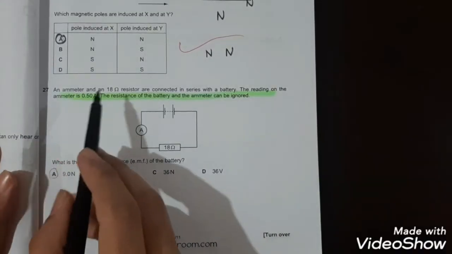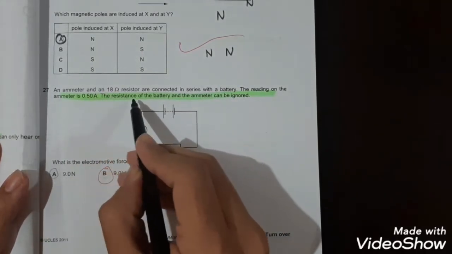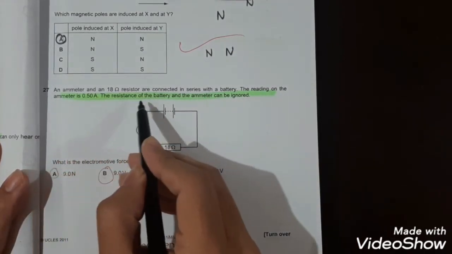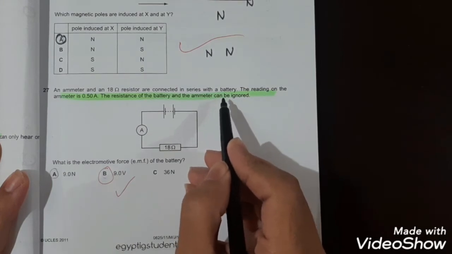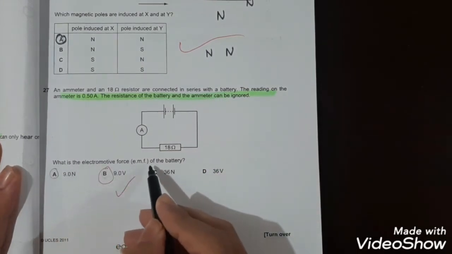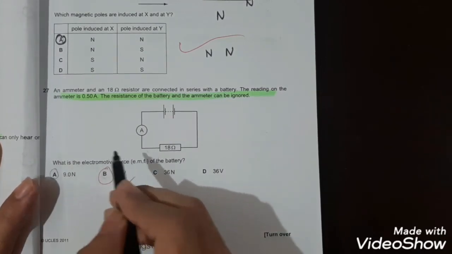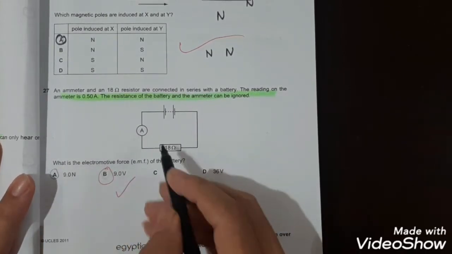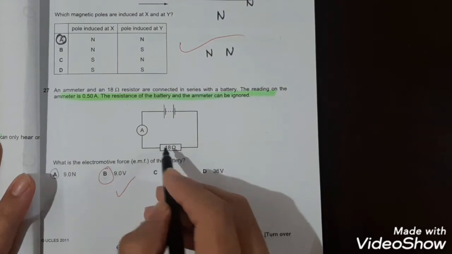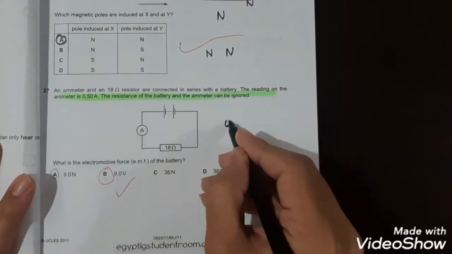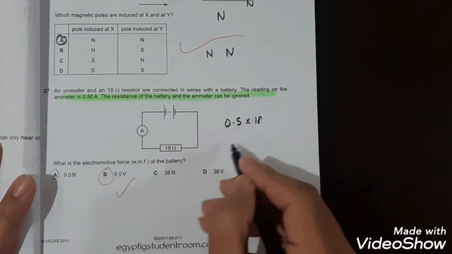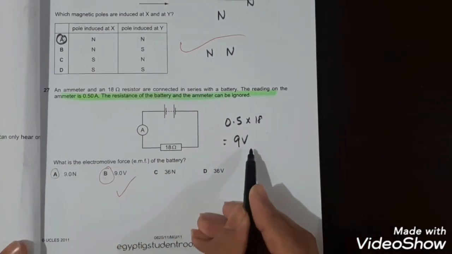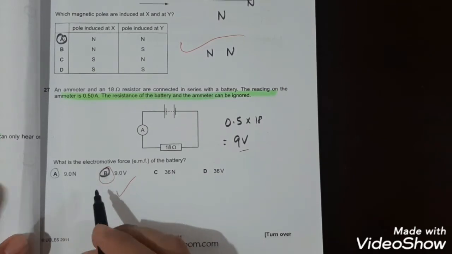So question 27 states an ammeter and an 18 ohm resistor are connected in series with a battery. The reading of the ammeter is 0.5 amps. The resistance of the battery and the ammeter can be ignored. So what is the electromotive force of the battery? So if you have to calculate the electromotive force of the battery, then we will multiply 18 ohms with 0.5 amps. So 0.5 multiplied by 18 ohm, which will be 9 volts. So here we have calculated the force of 9 volts, which will be answer B.